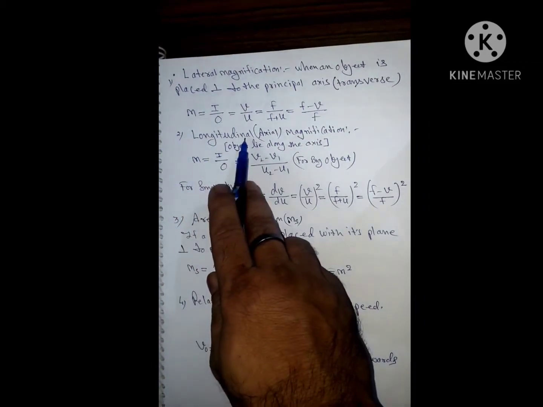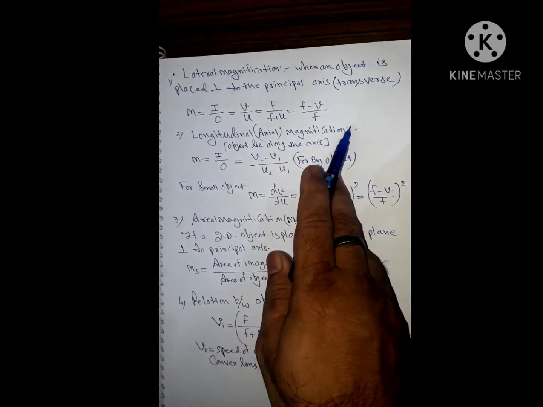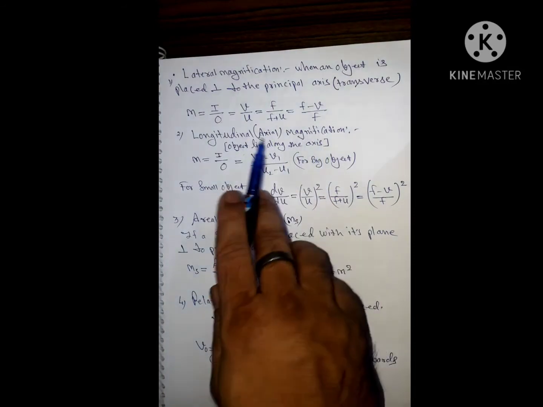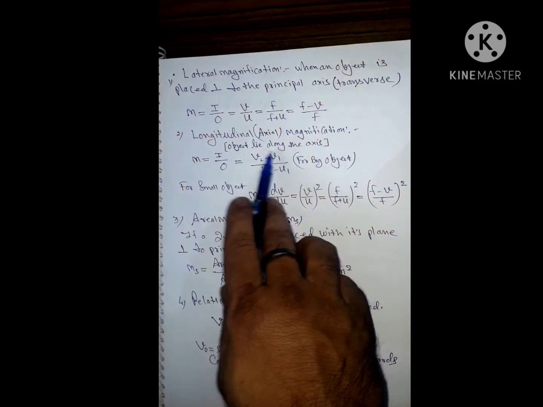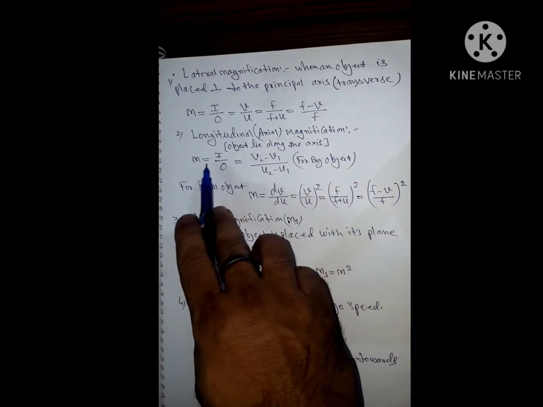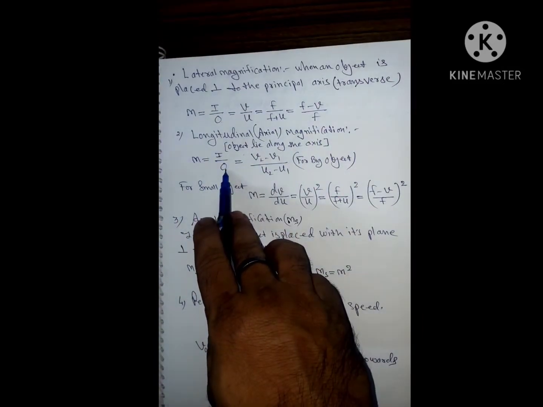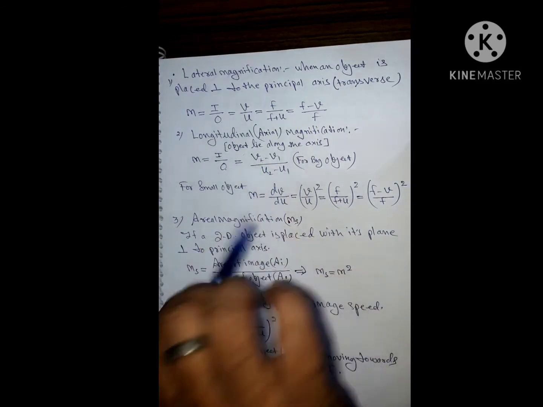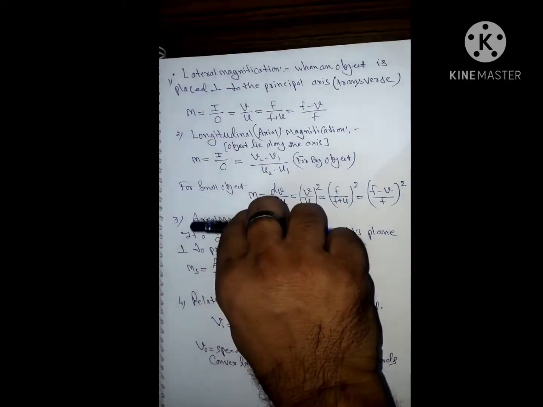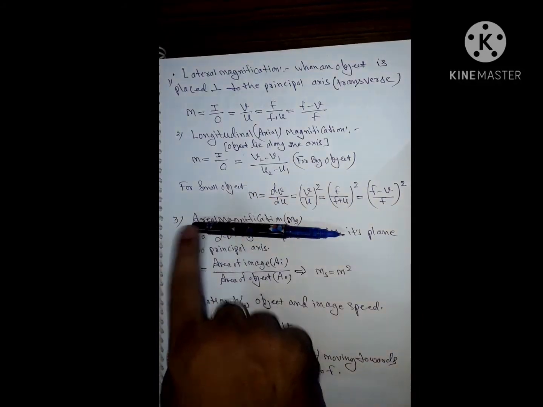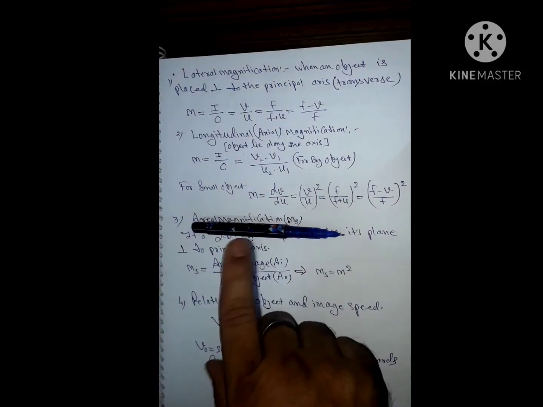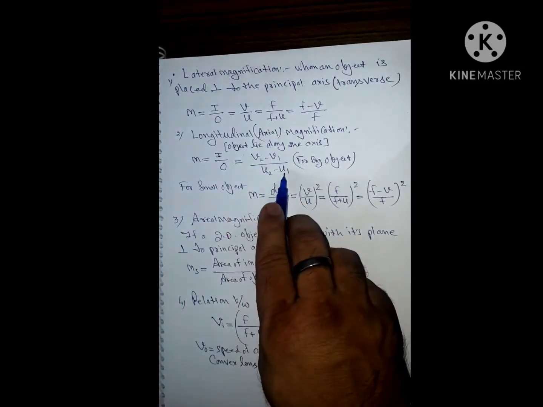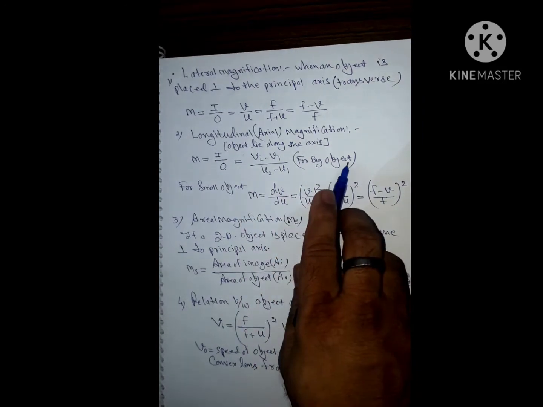Next is the longitudinal, meaning axial, magnification. When the object lies along the principal axis, such magnification is known as the longitudinal or axial magnification. M is equal to I/O is equal to (V2 minus V1)/(U2 minus U1), because when the object lies along the principal axis, we get two images for the two ends. That is V1 and V2, and the object distances U1 and U2 for the big object.